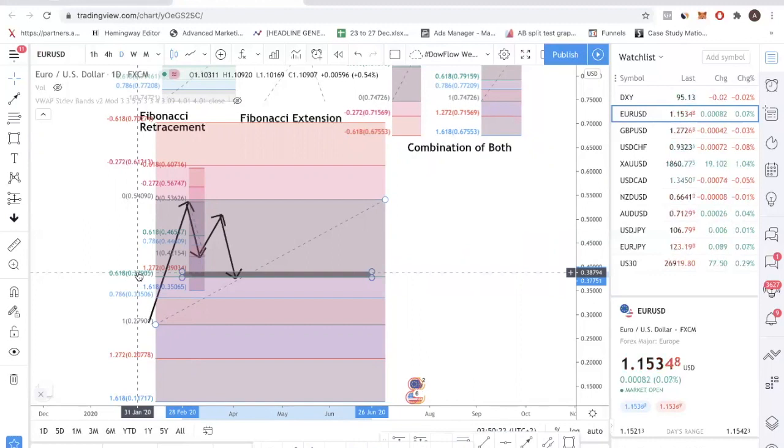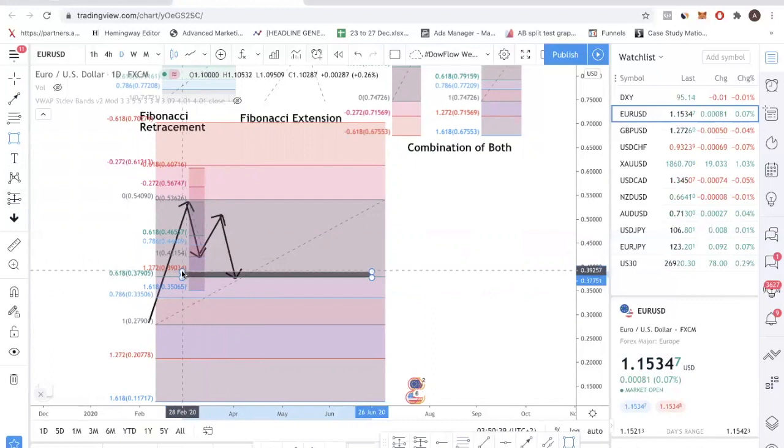But please do not take this out of context. This is just to help you identify strong levels, strong levels to take your profit at, or to look for a reaction at. It does not mean that you just put a limit order here and just enter.